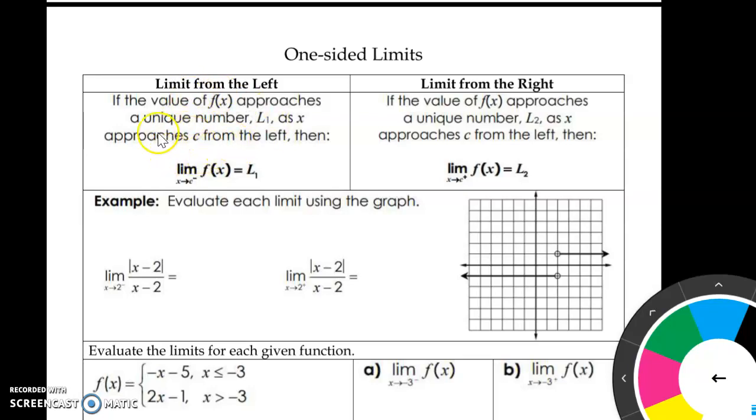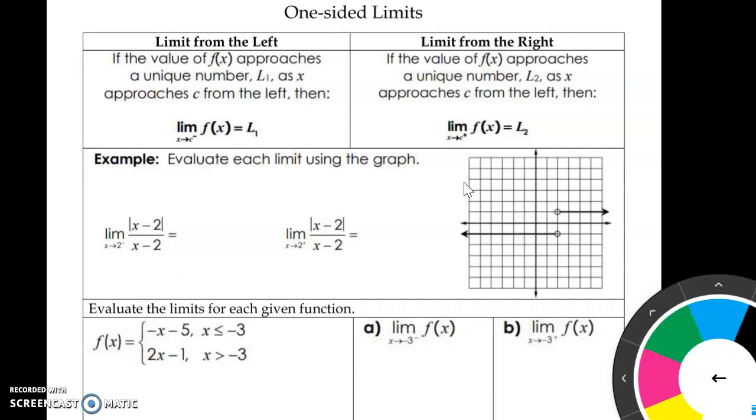So from the left side, if the value of f of x approaches a unique number, L1, as x approaches c from the left, then it's written like this: lim for limit, x approaching c from the left side. Now the way we distinguish left from right in terms of limits is for left, above c, there will be this minus sign, indicating that we're approaching the limit from the left. And from the right, if you look right here above c, there's a plus sign. So from the positive value, we're approaching the limit from the right. Let's see an example of this.